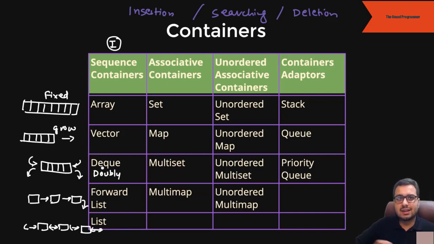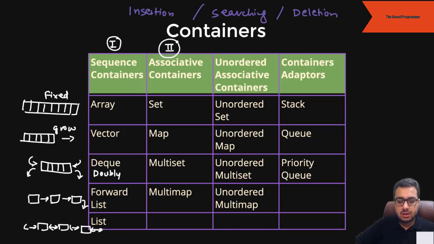And deque has a slightly different implementation. It's a complex implementation, so it combines various linear chunks of memory and connects them. Then there are associative containers. This is the second type of containers.